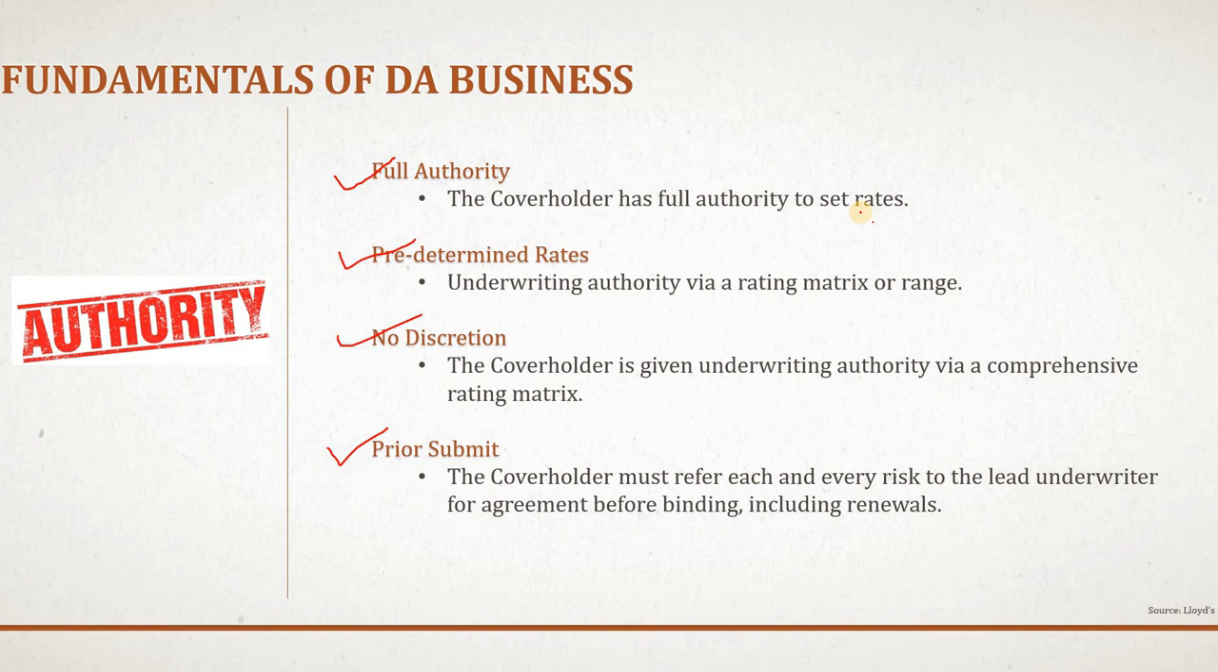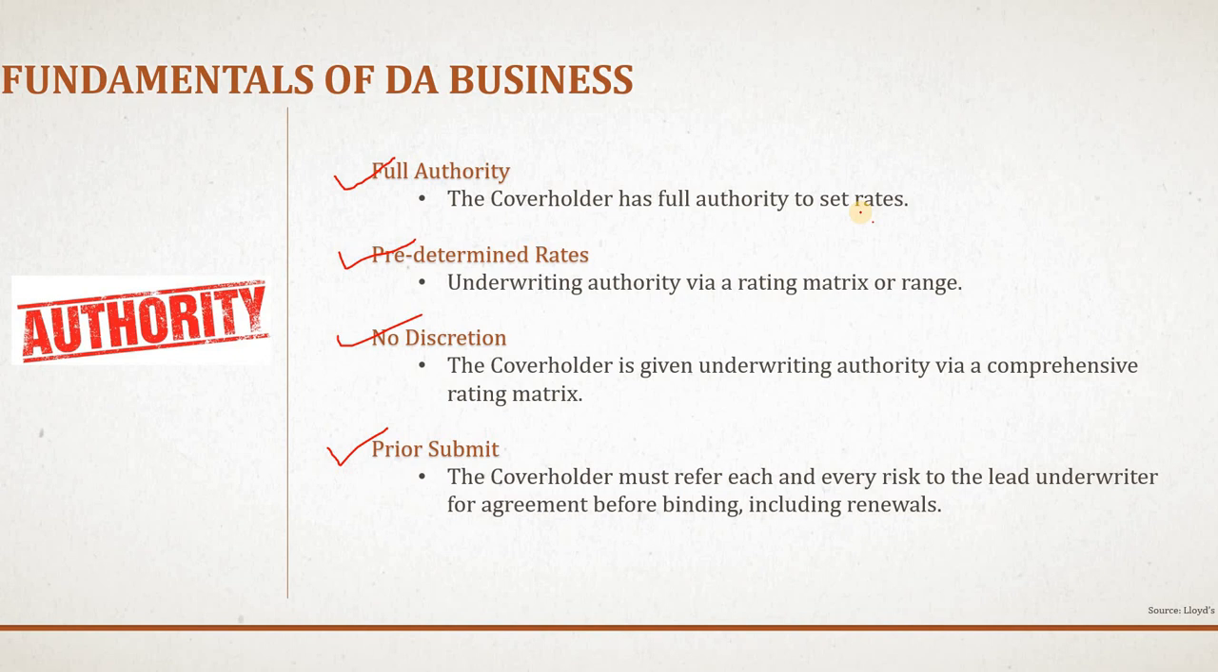The next level is the predetermined rate. In predetermined rate, the cover holder is given underwriting authority via a rating matrix or a range within which the rate can be established. The cover holder has authority to exercise limited underwriting discretion within the agreed parameters. So he has slightly less authority as compared to full authority, under which he has a matrix of rates and has to play within that matrix, and he has slightly restricted underwriting authority on accepting the insurance.